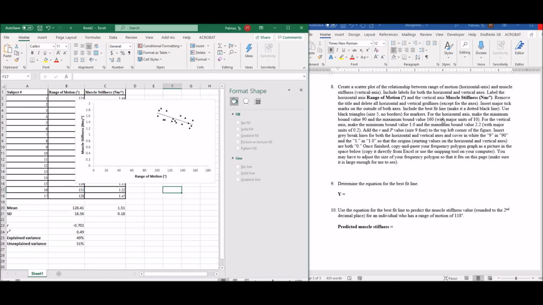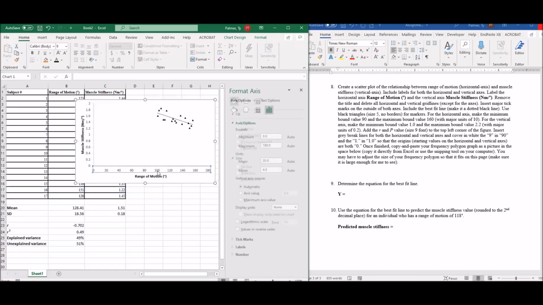Okay, let's go on. For the horizontal axis, make the minimum bound value 90 and the maximum bound value 160. Okay, so let's go ahead and do that here. Let's change these. I'm going to make my minimum 90 and I'm going to make my maximum 160. Looks like it automatically selected 160 for me. Okay, cool. So minimum bound value 90, maximum bound value 160 for the horizontal axis with major units of 10.